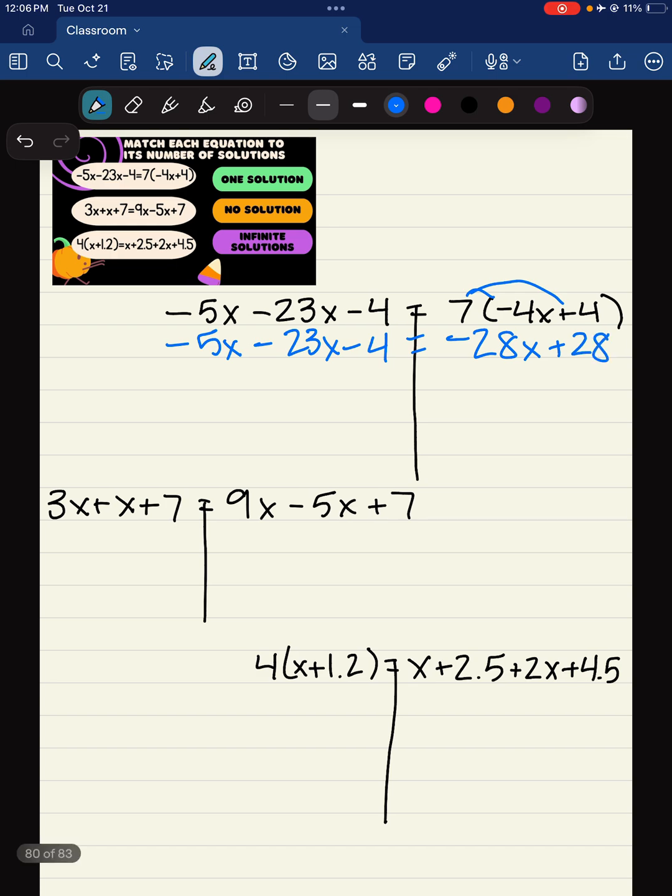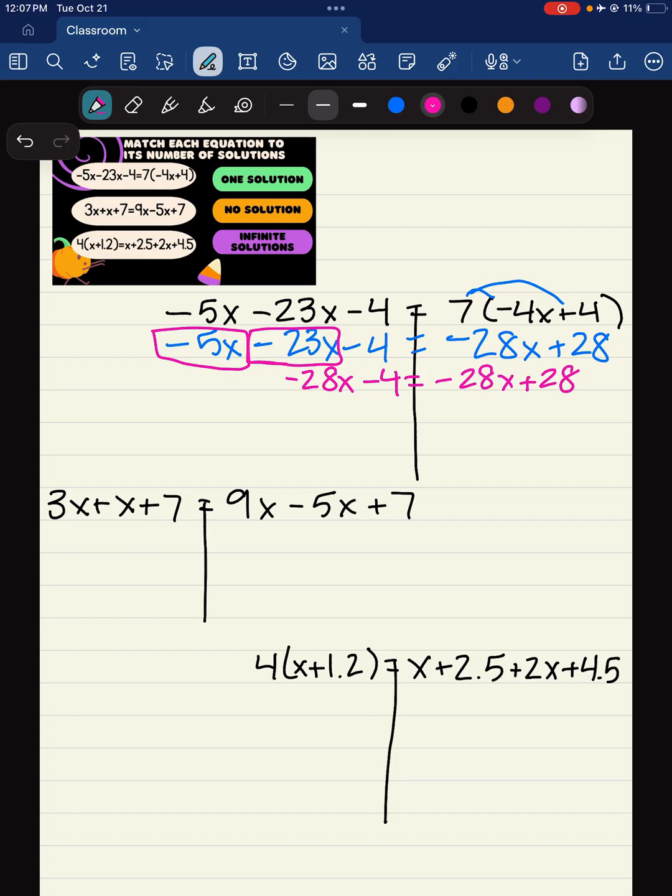All right, so our next step, we are going to combine like terms. So I can combine this and this. Can I combine anything on the other side? No, I cannot. So let's see if I can make those boxes a little neater so that I have more space to write there. So I have negative 28x minus 4 equals negative 28x plus 28.